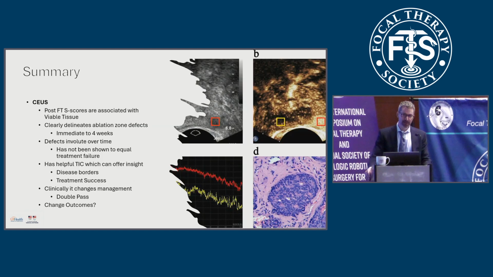Now, in summary, we can say that post-focal therapy S-scores are potentially associated with viable tissue. It clearly delineates ablation zones immediately to about 4 to 6 weeks. These defects do involute over time, but who knows if that's associated with recurrence or not. There are these time intensity curves that are, in my opinion, underutilized that could be quite helpful in real time, where you can readjust whether or not you want to treat wider. And then in some cases, it does change management, but if you're someone who does double pass, does it really change management in your situation? And it'd be interesting to know if it changes outcomes.